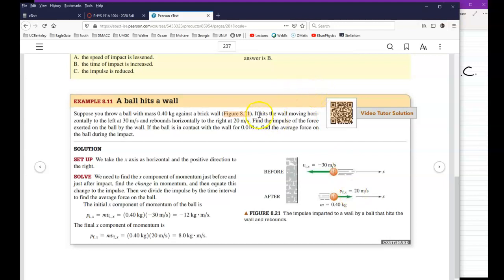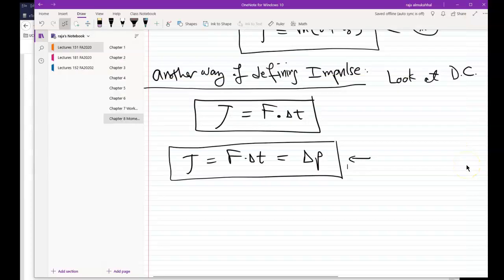Okay, so you throw a ball of mass 0.4 kilograms. That's a pretty heavy ball. Against a brick wall. It hits the wall moving horizontally with a speed of 30 and rebounds horizontally with a speed of 20, all right? Find the impulse of the force exerted on the ball by the wall. If the ball is in contact with the wall for 0.01 second, look at the short time, you can't see it, okay? Find the average force on the ball, and so on. So basically, he wants the impulse and the force. Okay, so let's do that. Simple problem.